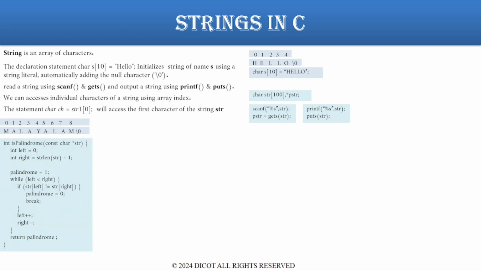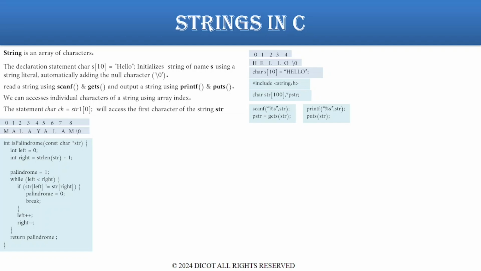Let's point to the first character using the variable left. So left is 0. Let's point to the last character using the variable right. So right is strlen of str - 1, which is nothing but 9 - 1 equal to 8. strlen is a function defined in the standard library. We need to include the file string.h, the header file, to use this function. The standard library provides us a way to use certain functions which are helpful in manipulating strings.